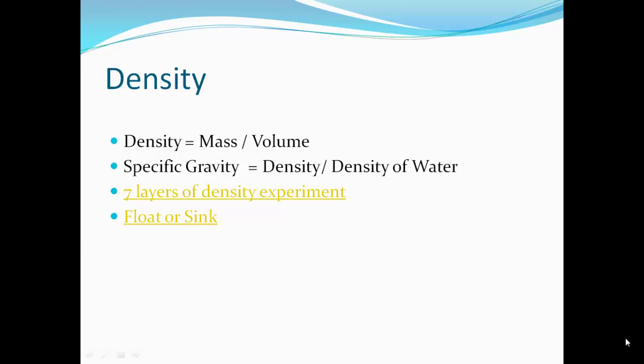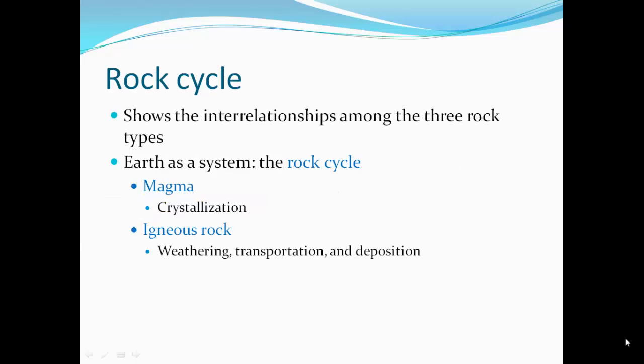So using those, we can figure out density, which is mass, the amount of matter in an object, divided by its volume. Specific gravity is its density divided by the density of water, to compare how dense an object is versus the density of water. At this point, if you want, you can pause and go into Blackboard and watch the 7 layers of density experiment YouTube video, or the float or sink YouTube video that gives you examples of differences in density.